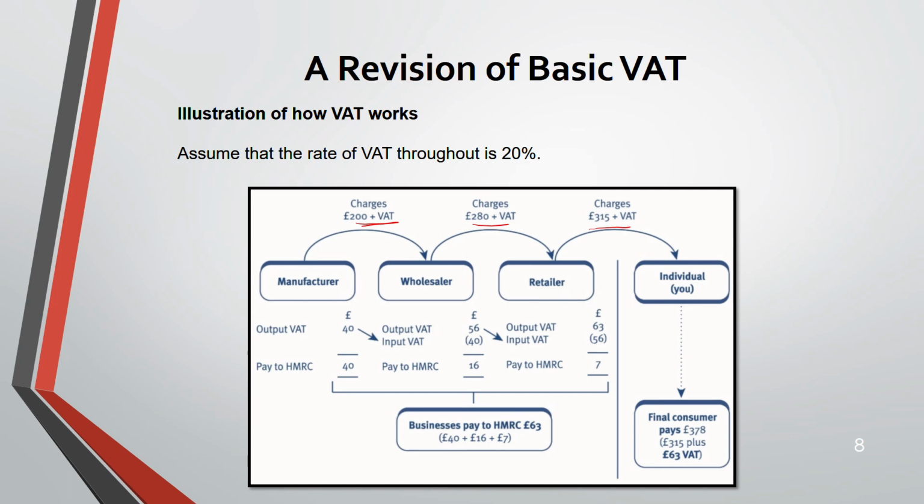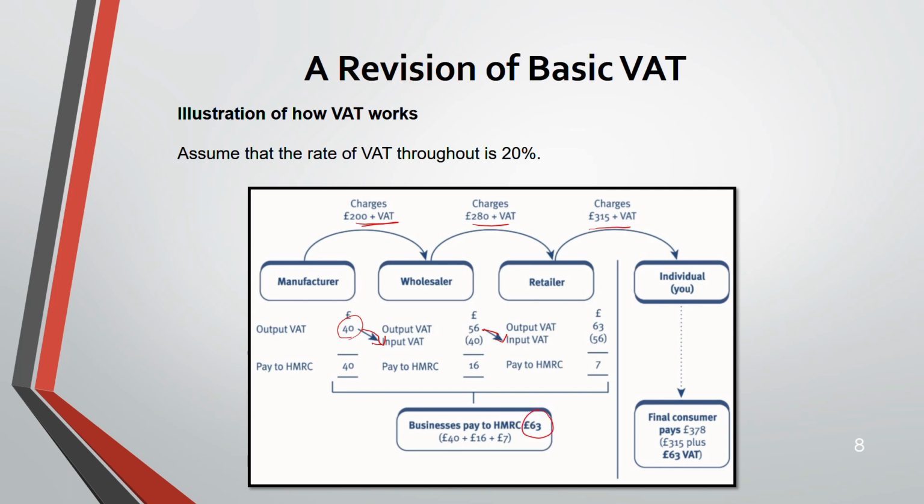So what is he doing? And this is the output VAT. This output VAT becomes the input VAT for the next one in the series. Okay, so if you add up the whole, how much do they have to pay HMRC? If you add all this, it adds up to 63.